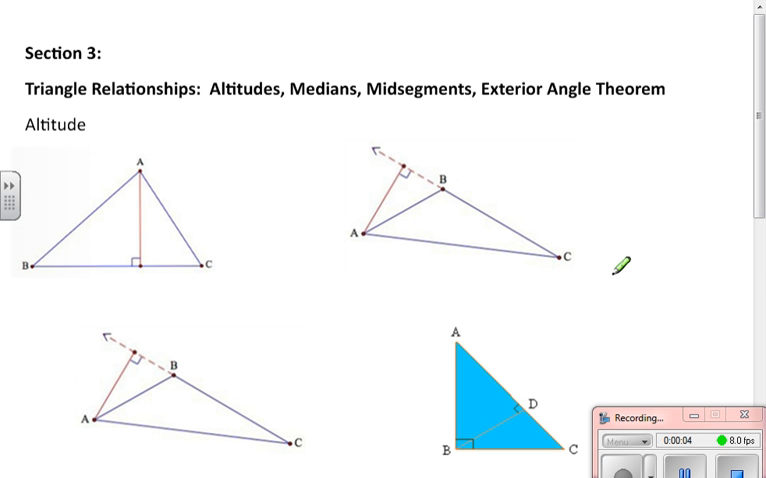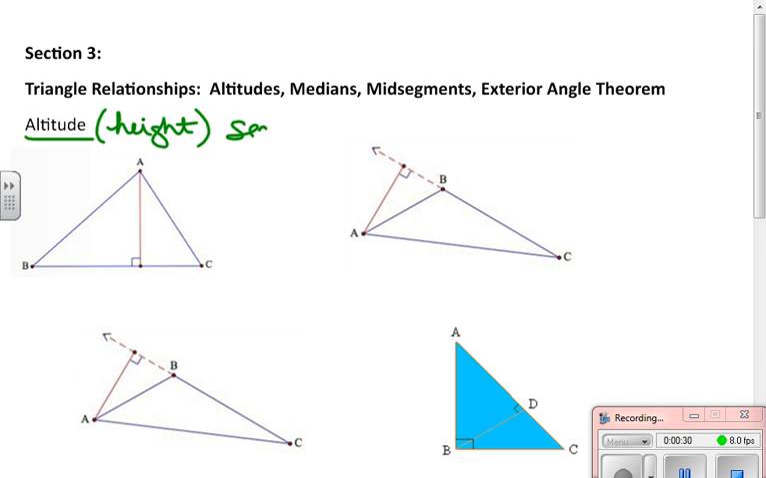Section 3 is starting to look at some of the unique segments and relationships that happen in triangles. So in this first section, we're going to be talking about a couple of these segments. An altitude, you may be more familiar with being called a height. Depending on your book and your instruction, sometimes those are called a height. Now this is a unique segment with certain properties.